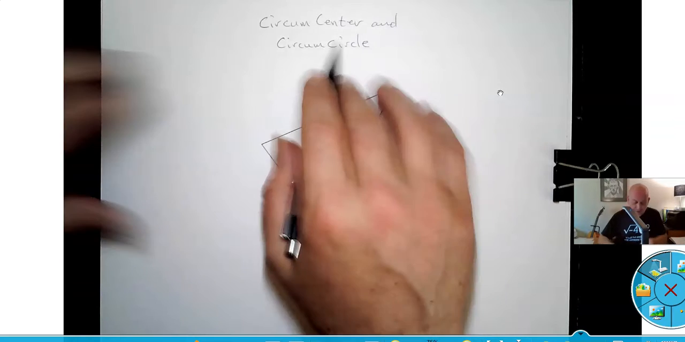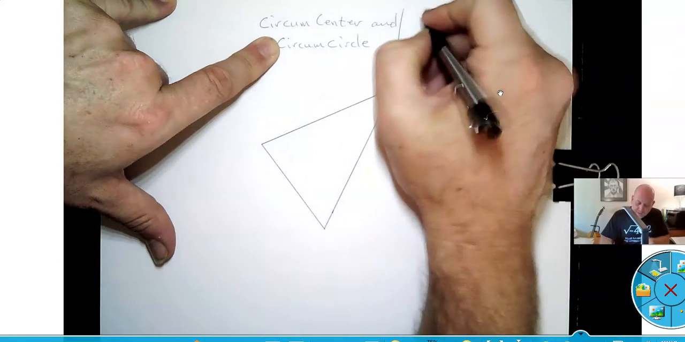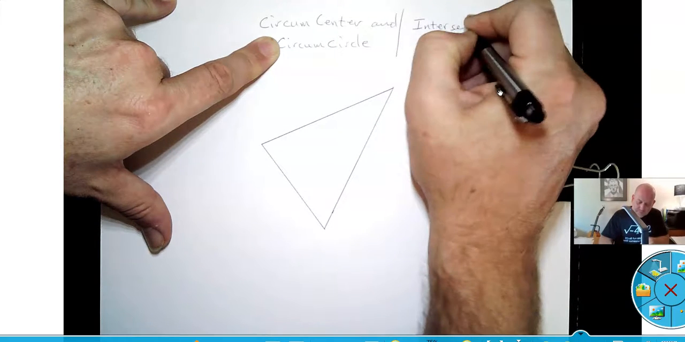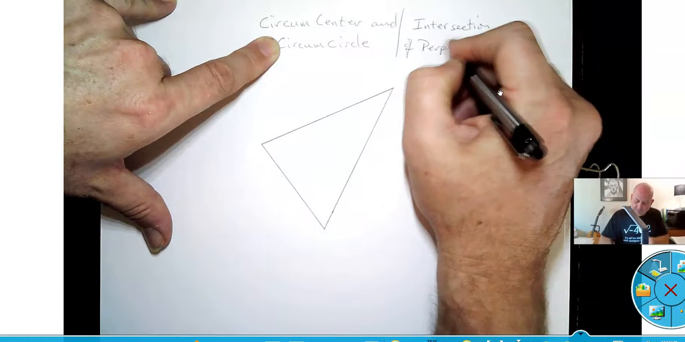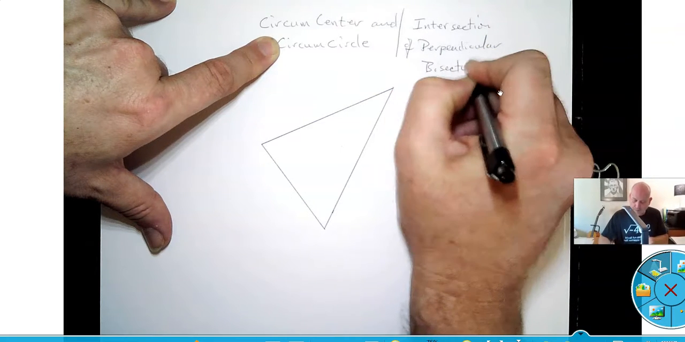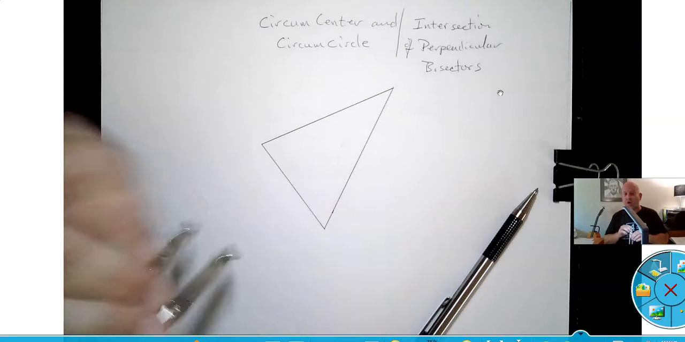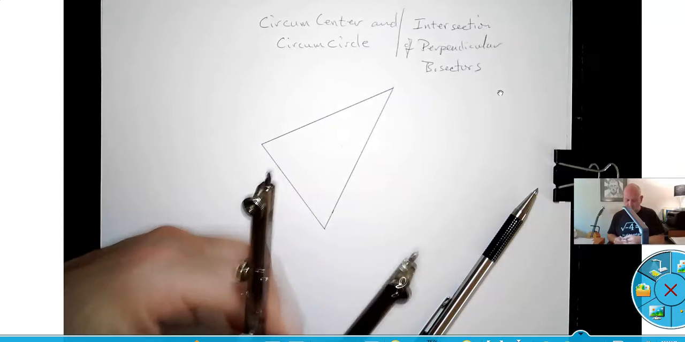So let's go ahead and take a look. We find the circumcenter and circumcircle by looking at the intersection of perpendicular bisectors. Now, we've seen perpendicular bisectors in the last lecture, how to do a perpendicular bisection of a side. Well, this is no different. We're just going to do it to all three sides. So let's go ahead and figure that out.